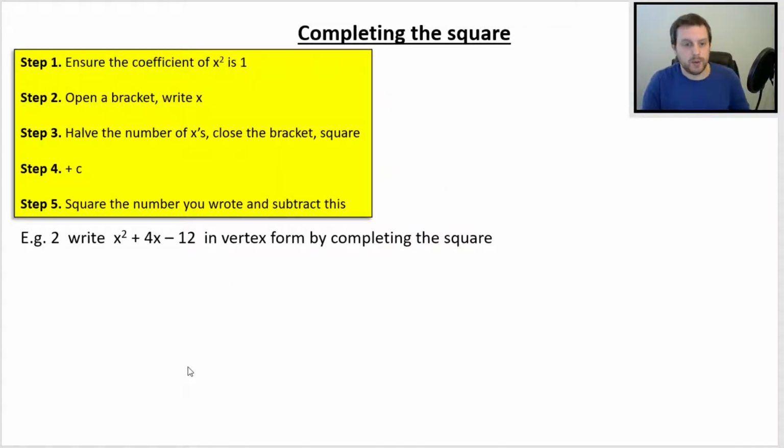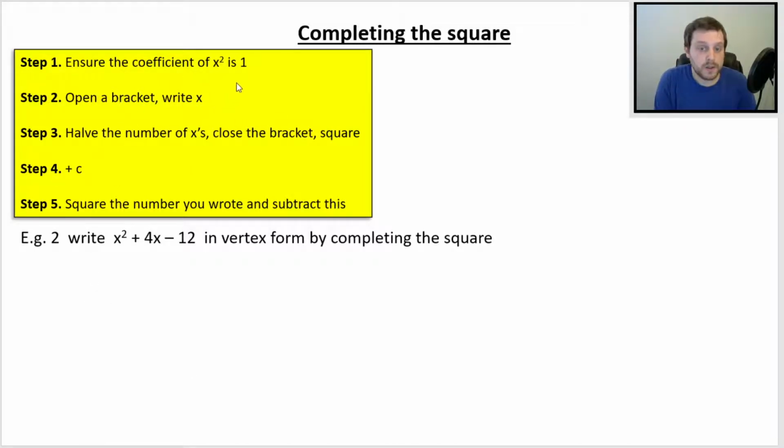So example 2. You might want to pause the video and have a go and check to see if you get the same thing I do, or if you think you would really value just watching me do this for another example, then just keep watching, okay?